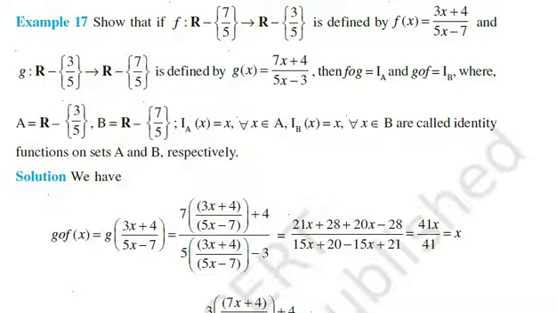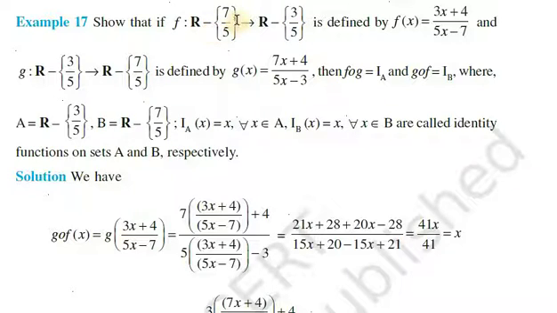That's example number 17. So you have a function from R minus {7/5} to R minus {3/5}. This is a function from the set of real numbers excluding 7/5 to the set of real numbers excluding 3/5.